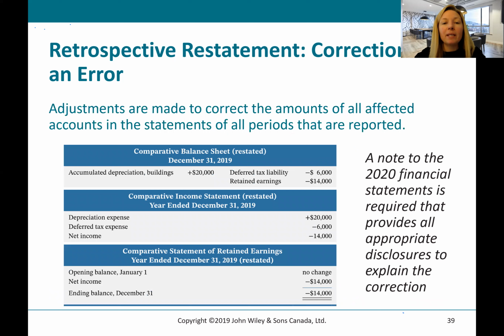And adjustments are made to correct the amounts of all affected accounts in the statements of periods that are reported. So you can see that we would have corrected our balance sheet and our income statement and our retained earnings. So this is just showing the net impact. Of course, we would show the full dollar values. It would just have these adjustments running through it. So this is just for simplicity, this illustration. We would never show it this way on an incremental basis.